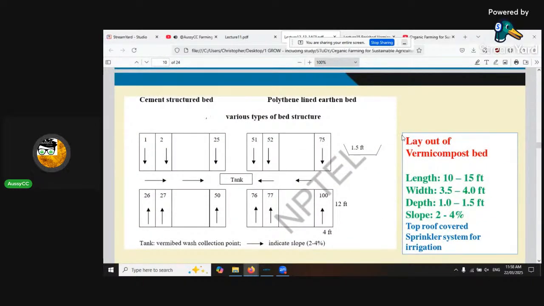Here's how, if you want to go into making vermicompost beds, here's some suggestions on how to do it, different layouts and things like that. So you can see there, 10 to 15 feet length, 4 foot wide, 1.5 depth.